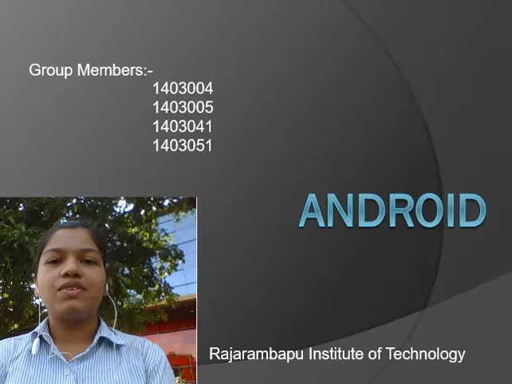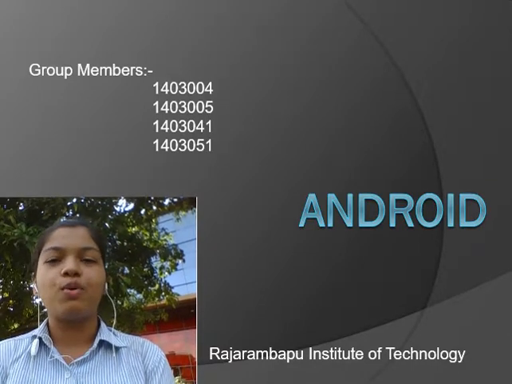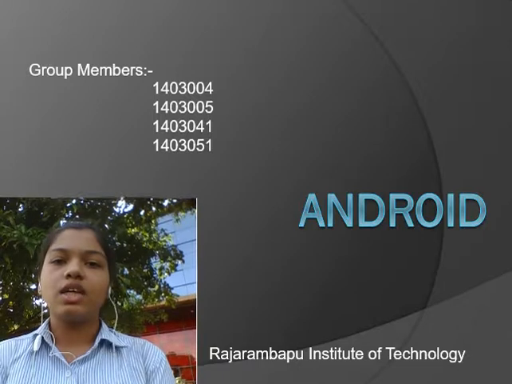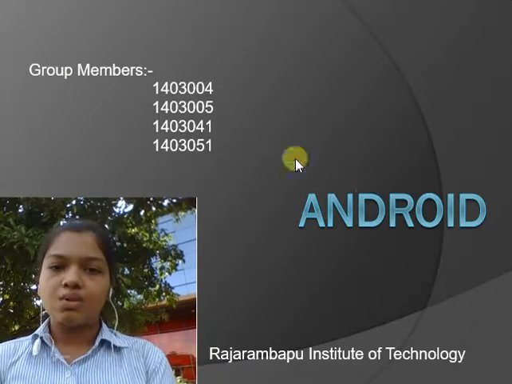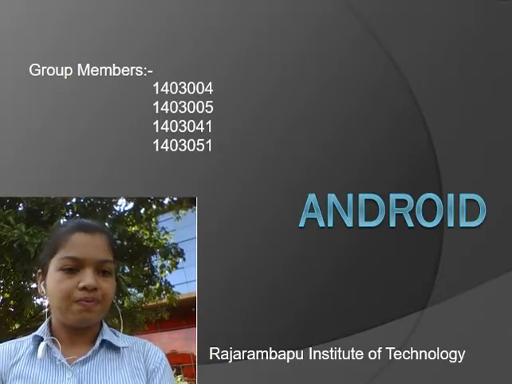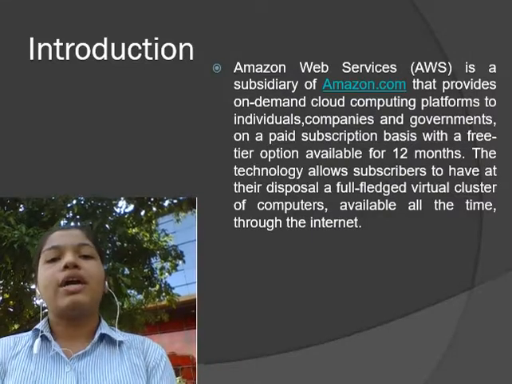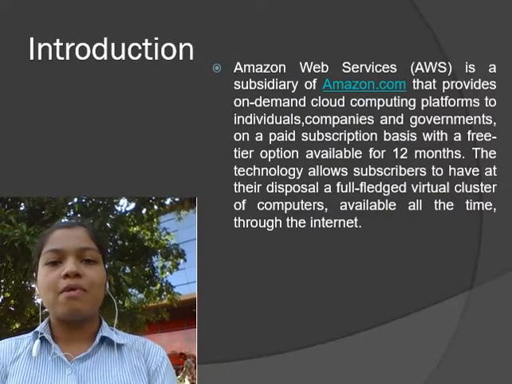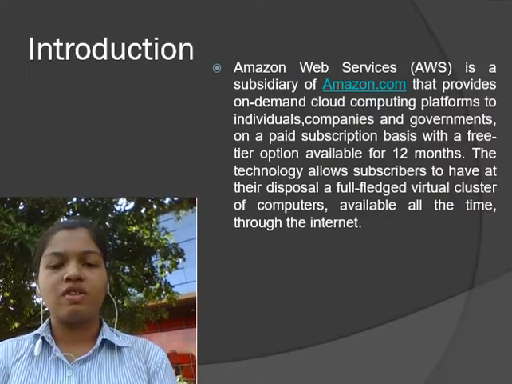Give a little bit of information about how to host your Android application on the cloud. Here we are using the Amazon Cloud. So, AWS means what? Amazon Web Services. The owner of Amazon Web Services is Amazon.com.